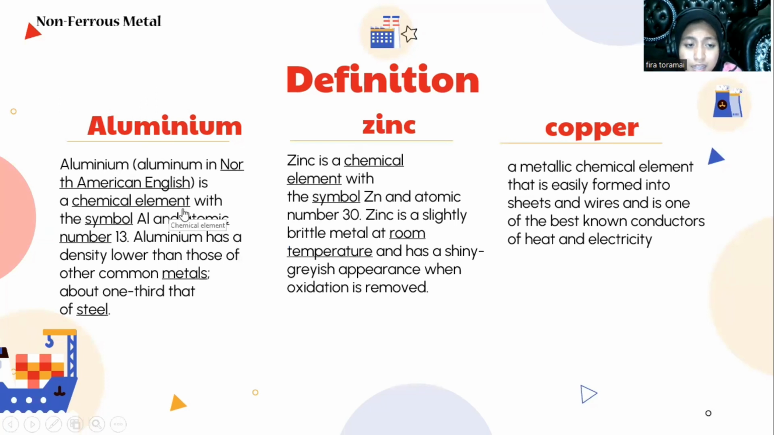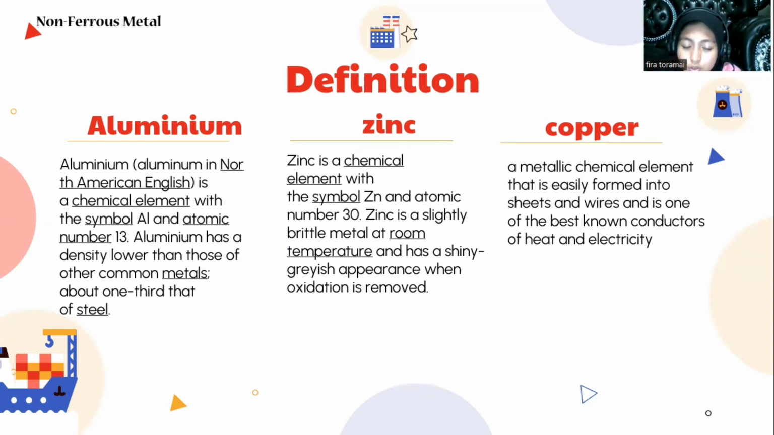It is a chemical element with the symbol Al, and atomic number 13. Aluminum has a density lower than those of other common metals, about one-third that of steel. Zinc. So what is zinc? Zinc is the chemical element with the symbol Zn, and atomic number 30.